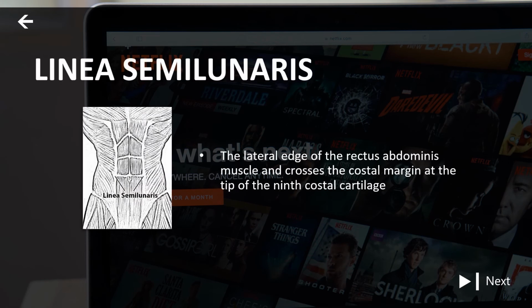Linea semilunaris. The linea semilunaris is the lateral edge of the rectus abdominis muscle and crosses the costal margin at the tip of the ninth costal cartilage. To accentuate the semilunar lines, the patient is asked to lie on the back and raise the shoulders off the couch without using the arms. To accomplish this, the patient contracts the rectus abdominis muscles so that their lateral edges stand out.